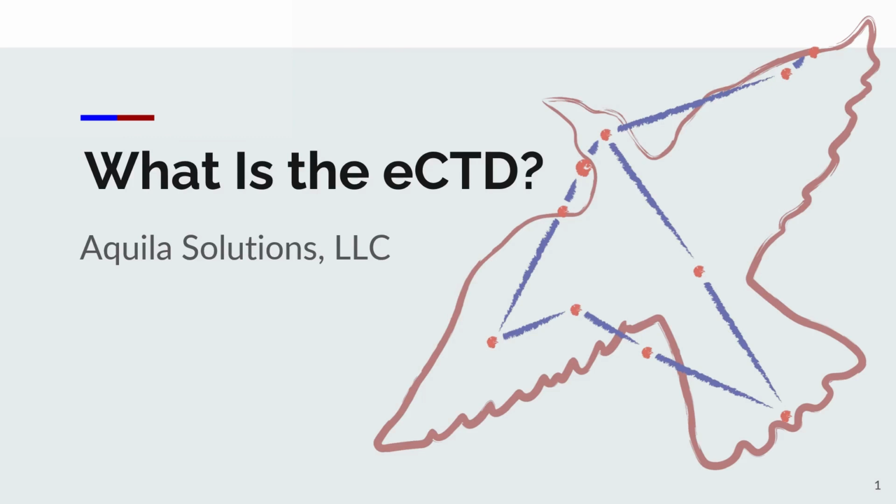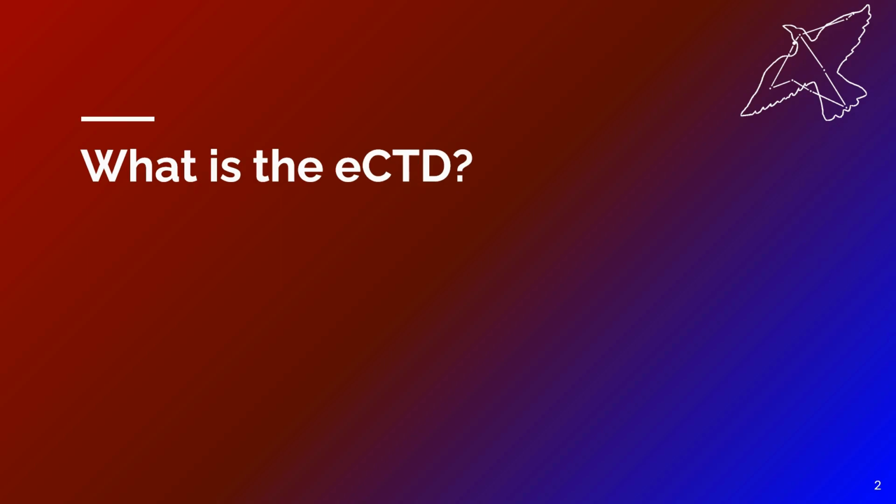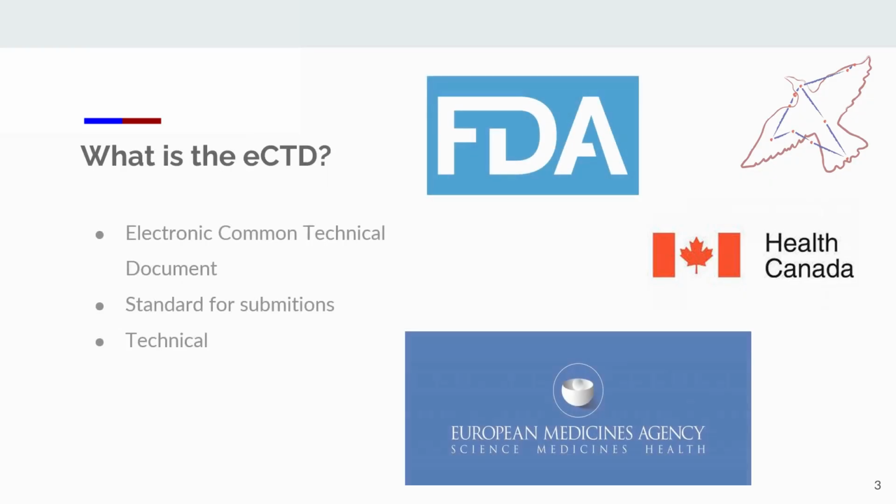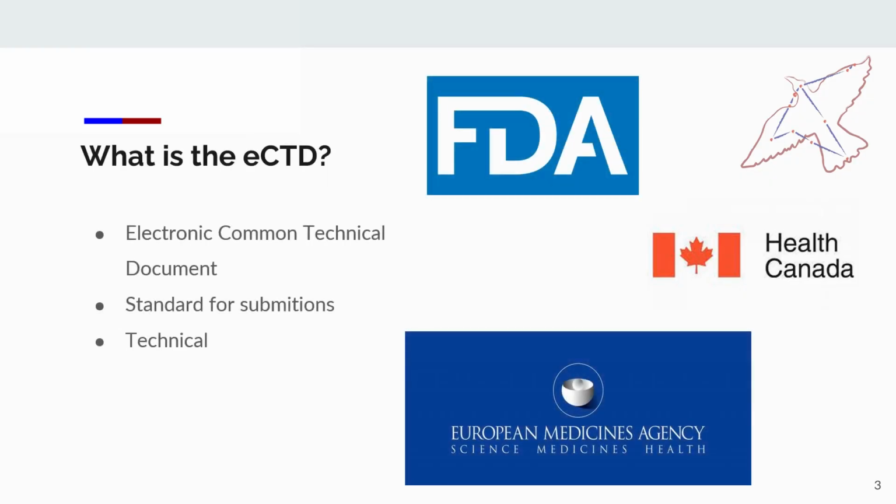Today is going to be the first of our two-part discussion of eCTDs, in which we will be going over what the eCTD is, the history behind it, and a brief discussion on the structure. So what is the eCTD? eCTD is the acronym for the Electronic Common Technical Document.